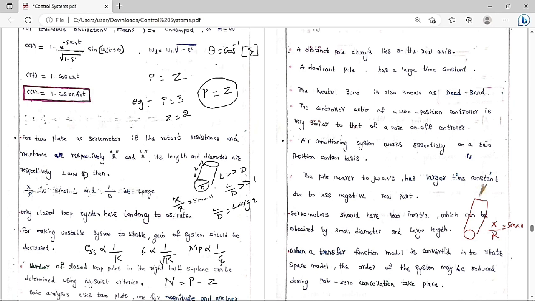So listen carefully. When a transfer function model is converted into a state space model, the order of the system may be reduced because of the pole zero cancellation. Because of pole zero cancellations, the order of the system may be reduced. So finally, I can say, when a transfer function model is converted into a state space model, the order of the system may be reduced because of the pole zero cancellation.